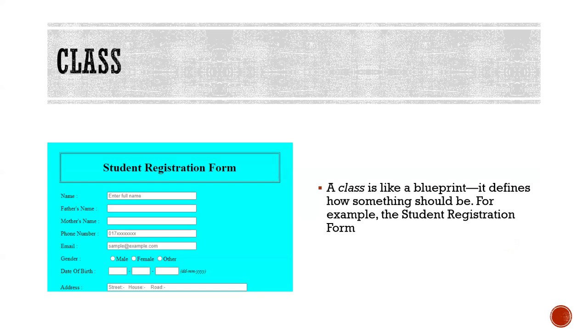Now look at the example. Let's say I want students to be registered in the class by filling this registration form. So I have to make a blueprint of the registration form. That means I have to design the registration form. So this is class in which I'm writing all the fields which I require: name, father's name, mother's name, phone number, email, gender, date of birth, address, etc. But this is just a blueprint.